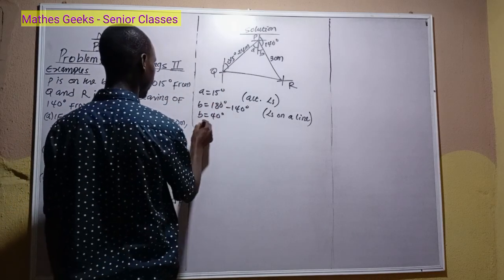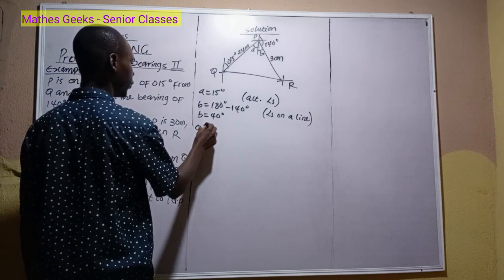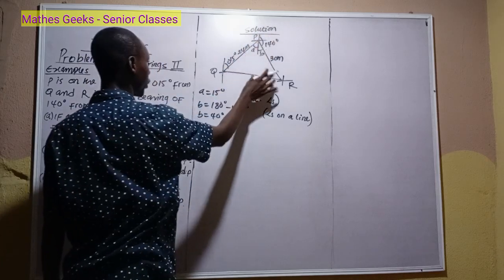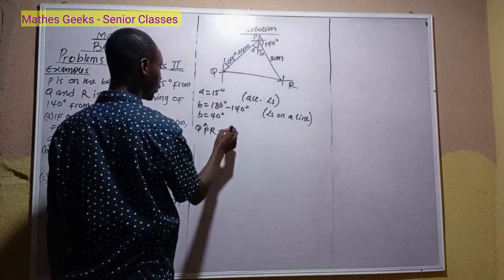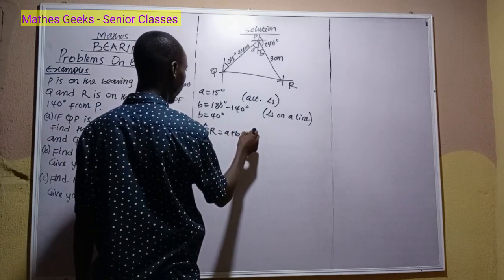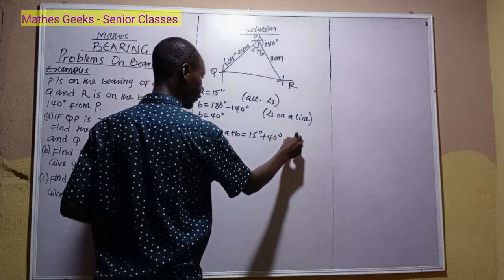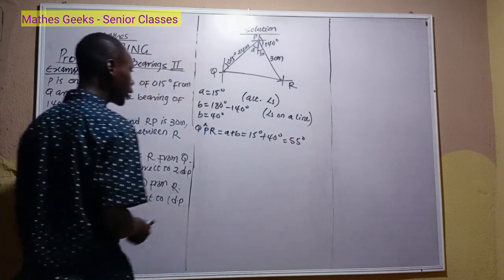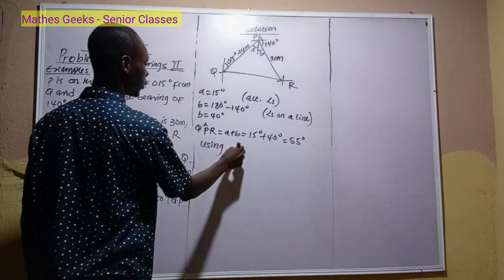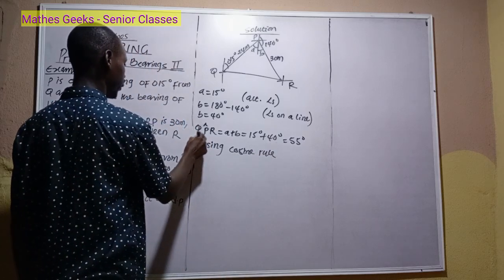So altogether, A plus B. Angle QPR, that's the angle P, because now it's a triangle. Angle QPR is equal to A plus B. That's equal to 15 degrees plus 40 degrees, and what is that? 55 degrees. And the next thing is using the cosine rule. Now we can proceed.